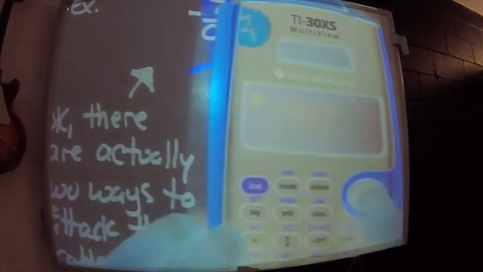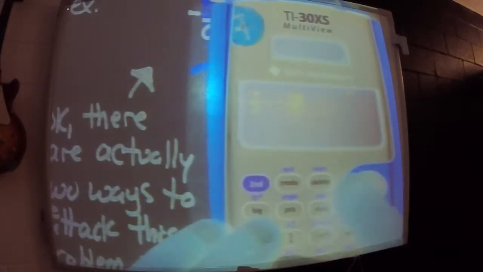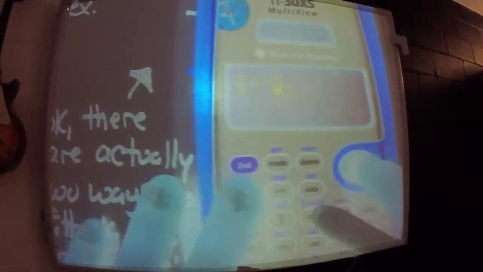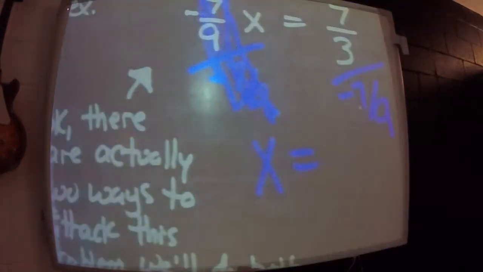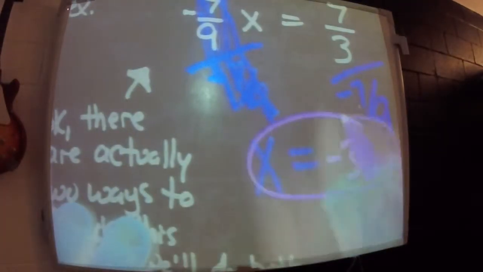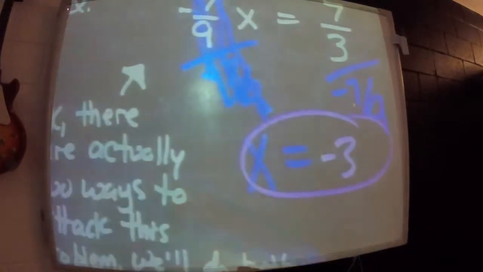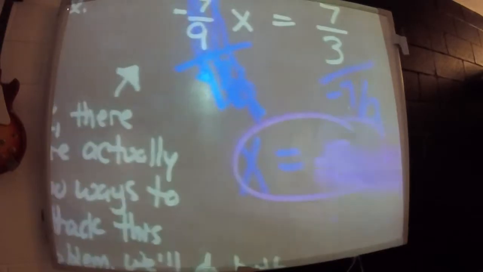You get 7/3 divided by negative 7/9, and you get negative 3. So x equals negative 3. Now there's actually two ways to work it, and we're going to do both. This was one way, so what we just did, don't forget, on the back side, the last page, we're going to work it out both ways.